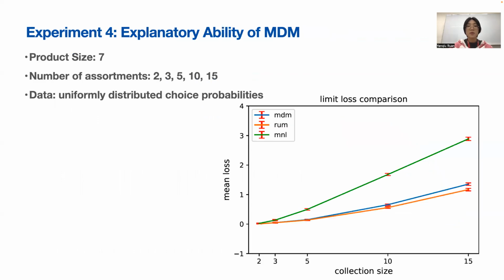In experiment 4, we use the limit loss to compare the explanatory ability of MDM, RUM, and MML with product size 7 and number of assortments from 2 to 15. We examine the expected absolute deviation loss suffered by each model in fitting uniformly generated data instances. The figure reveals that the non-parametric choice models MDM and RUM have a better explanatory ability than the parametric model MML.